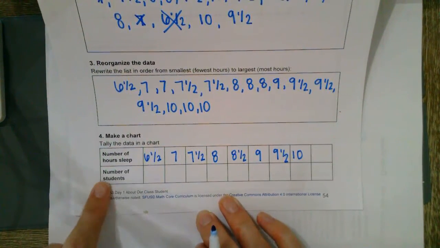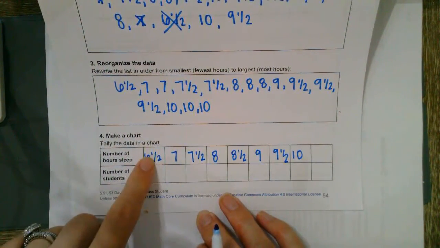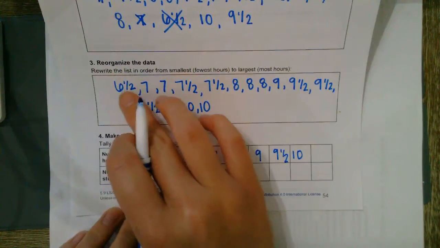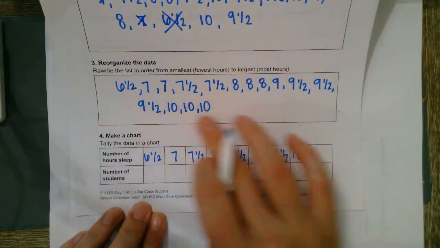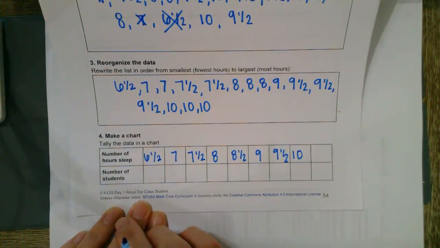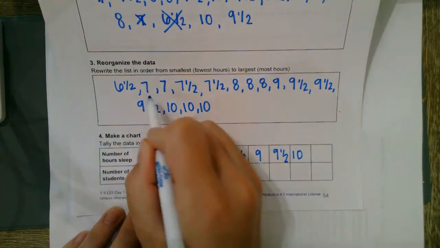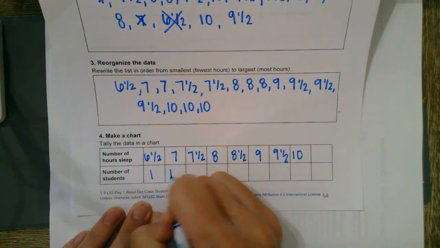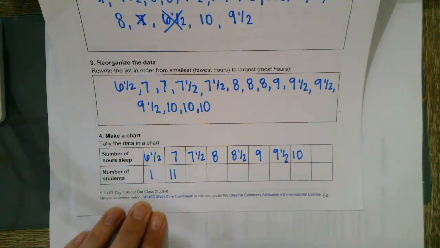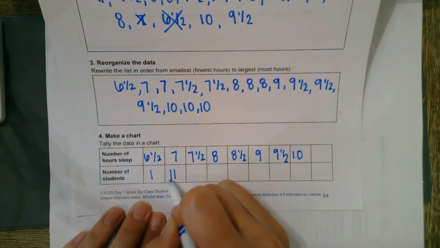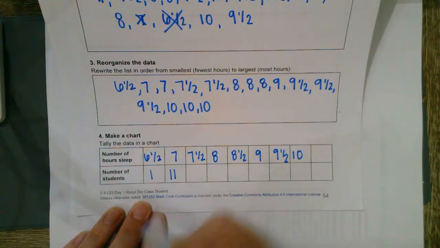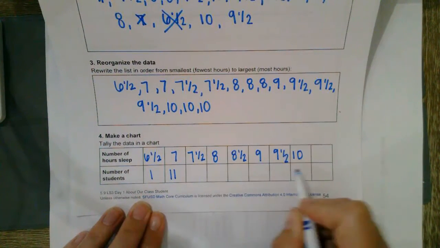Okay, now I'm going to tally how many students slept that amount. So in here, this is again why it's so nice to have our data organized like that. I see only one person slept 6.5, but I see 2 people slept 7. So this does not represent 11. That's a tally for 2 students. Fill out the rest of this chart.